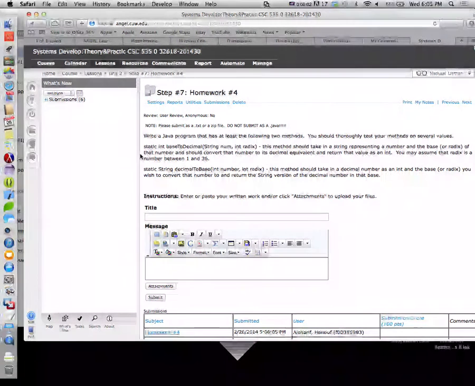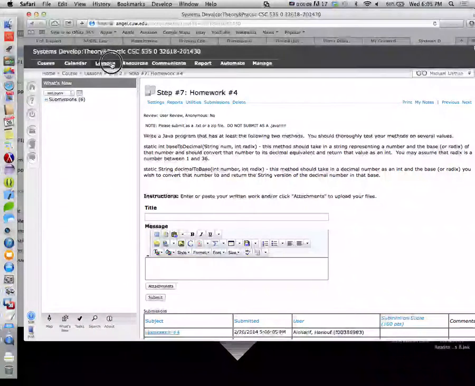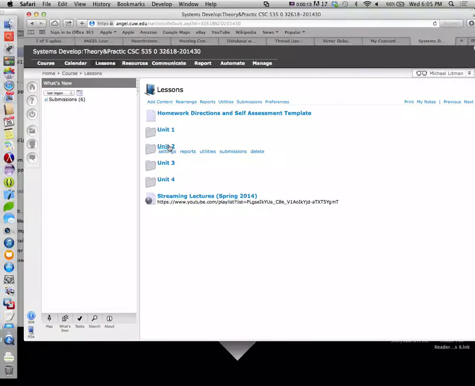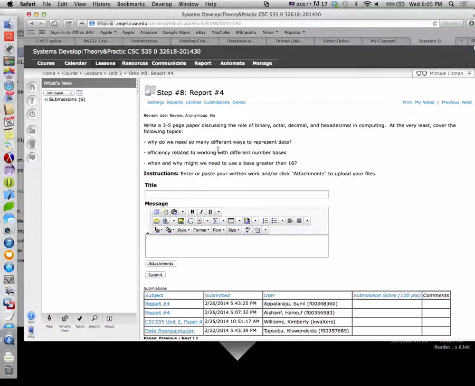Okay. So we were writing for our homework. Let's talk about the paper quickly first, and then we'll do the code. A mental warm up report discussing the role of binary, octal, decimal, and hexadecimal in computing. At the very least, cover the following topics.